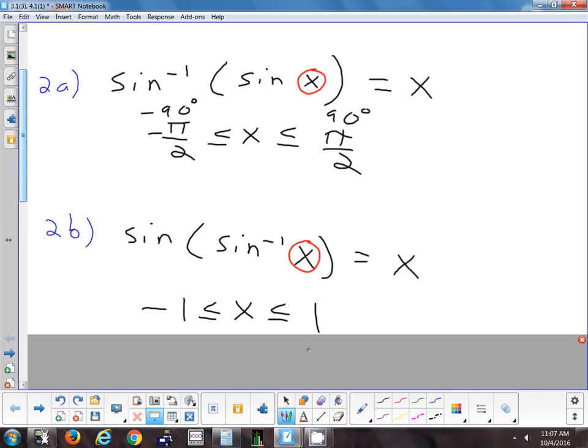And yesterday we talked a little bit about this negative 1 and 1. These two numbers come from how high and low this graph goes. Did we look at that graph yesterday? Yeah. It goes as high as 1 and as low as negative 1. That's where this is coming from. So let's try it.